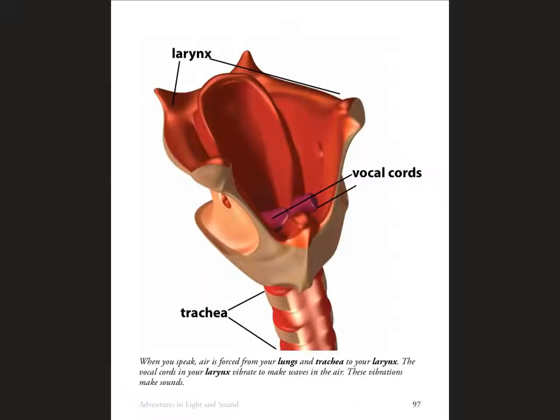When you speak, air is forced from your lungs and trachea to your larynx. The vocal cords in your larynx vibrate to make waves in the air. These vibrations make sounds.